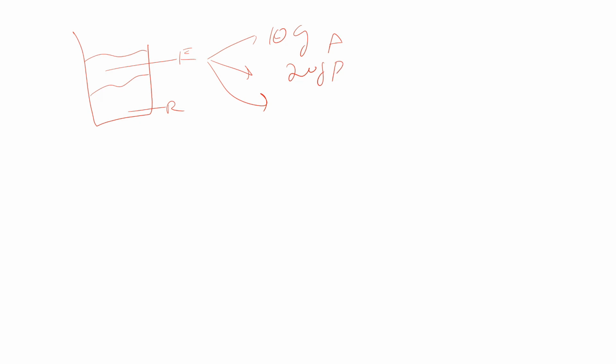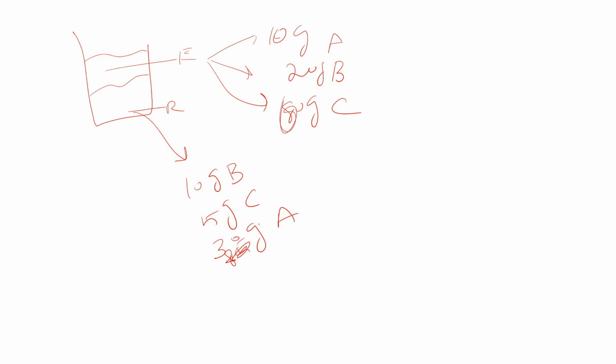And just assume that we did some experiment again. So at equilibrium, you have two phases, extract and raffinate. And for the moment, let's put some values. So this extract contains, say, 10 grams of A, 20 grams of B, and then 80 grams of C. And then let's put the raffinate. It contains 10 grams of B, 5 grams of solute, maybe 5 grams of C. Maybe say 30 grams of A. And even here, instead of 80 grams, let's put 60 grams of C. So just assume these are our compositions at the end of your experiment.